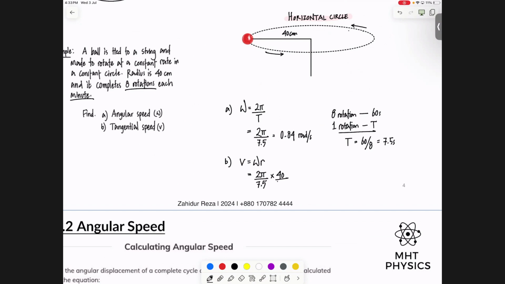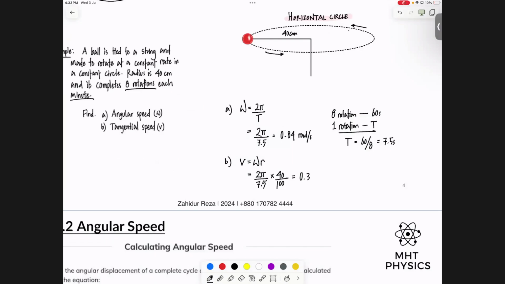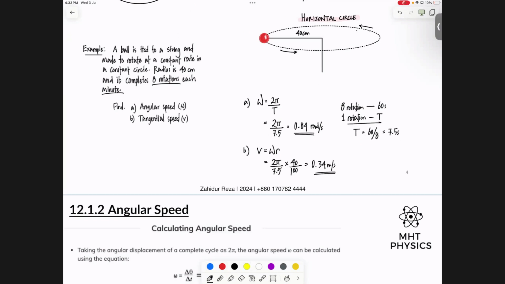How much is the radius? 40 divided by 100, because everything has to be in standard units. How much is it? 0.34 meter per second. Right, the radian is actually a ratio of lengths, so the meter cancels out, because radian is arc length divided by radius, right? So they cancel out.